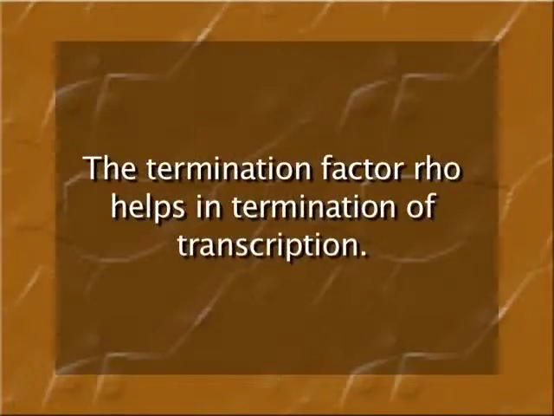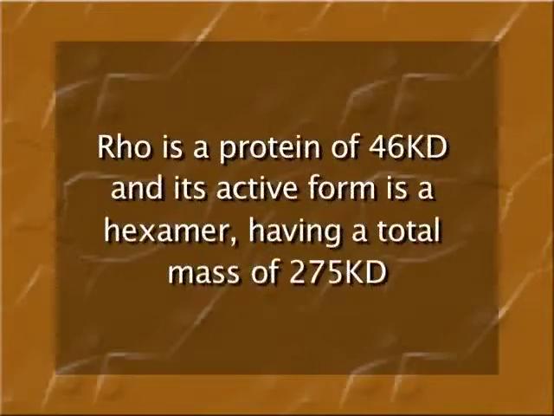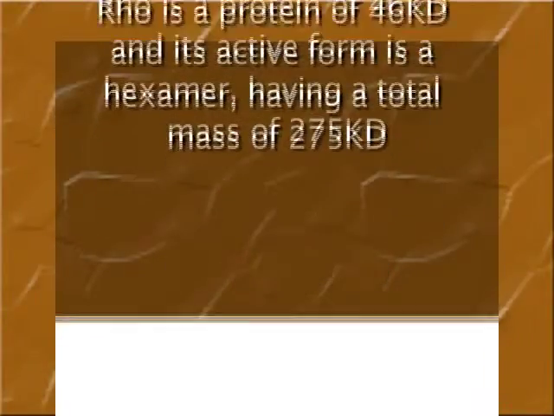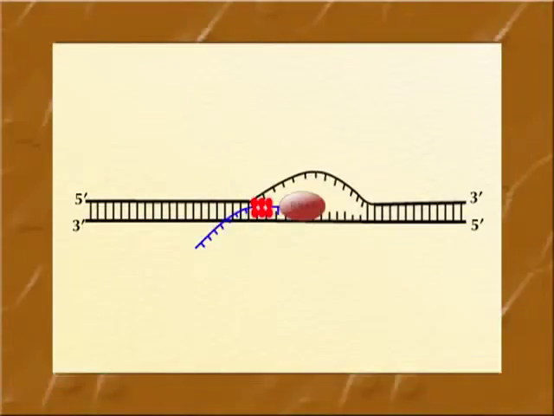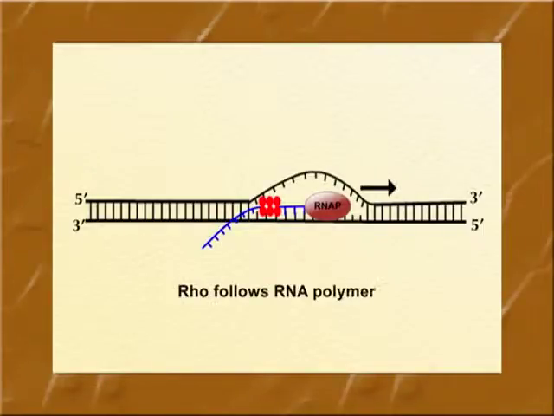Rho-dependent termination. The termination factor Rho helps in termination of transcription. Now, what is Rho? Rho is a protein of 46 kD and its active form is a hexamer having a total mass of 275 kD. Rho attaches to the RNA chain and moves along the growing RNA chain and chases RNA polymerase. Once Rho catches the RNA polymerase, it results in chain termination.